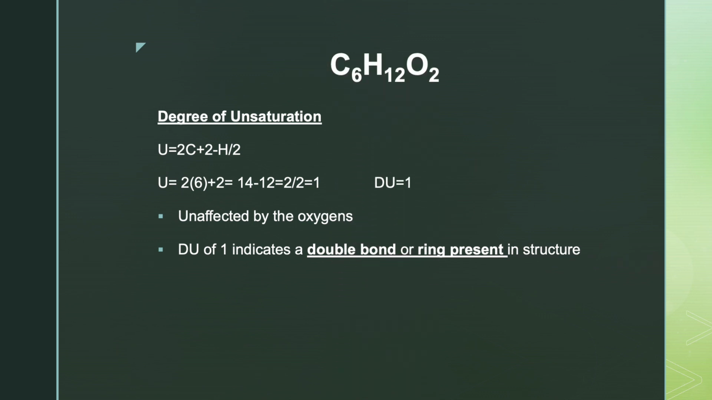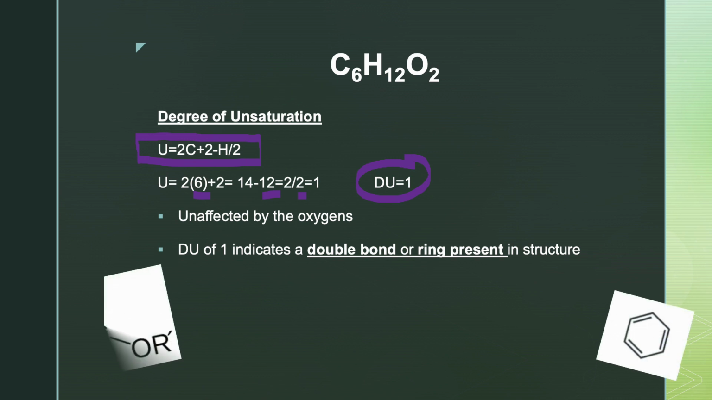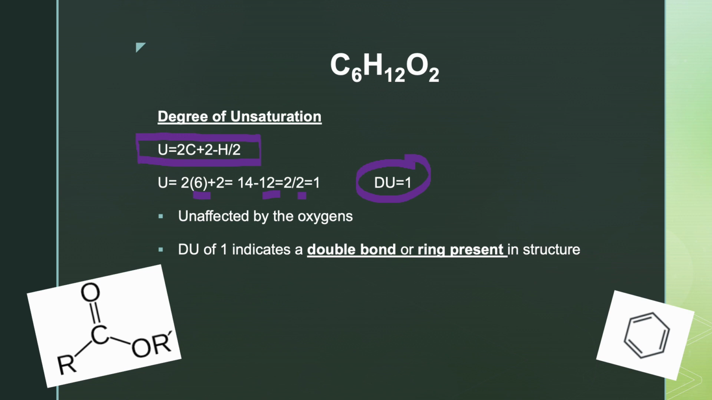So our given molecular formula is C6H12O2, and we can go ahead and use this equation right here to determine our degree of unsaturation. So we're going to just plug in our numbers, our carbons and our hydrogens, and divide it by 2, and that gives us a degree of unsaturation of 1. With that degree of unsaturation, we do know that that indicates a double bond or a ring being present in the structure, and also these oxygens are not going to affect the equation.